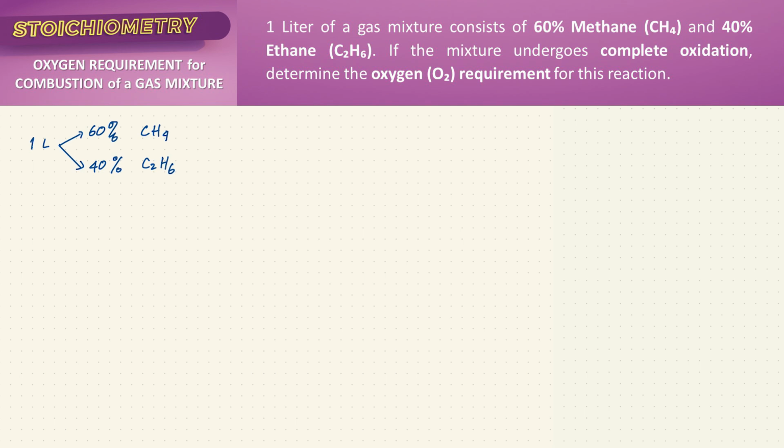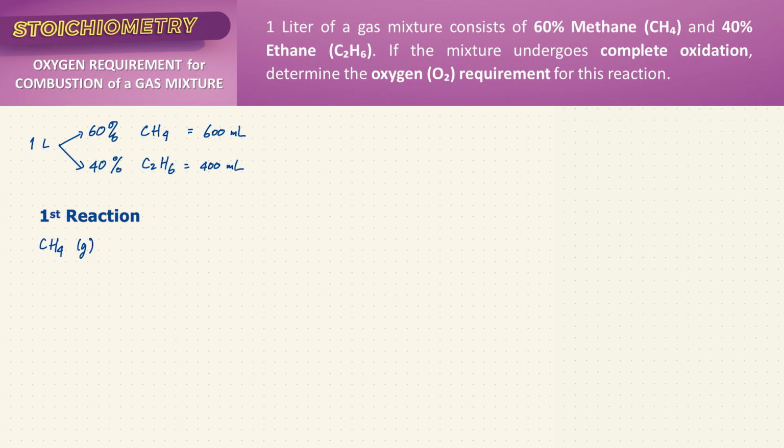Methane gas, CH4, contributes 60% of 1 liter, so its amount is 600 milliliters. Ethane gas, C2H6, makes up 40% of 1 liter, or equal to 400 milliliters. We need to write the oxidation, or combustion, of these two gases.